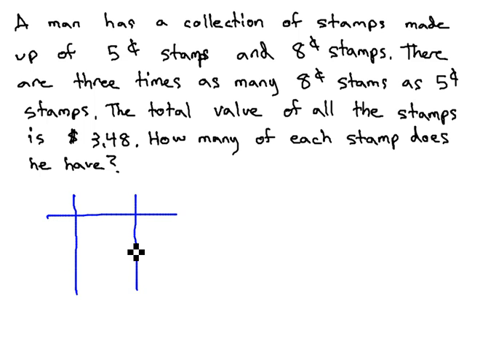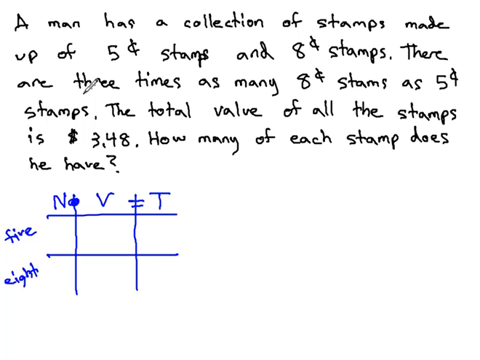We're going to organize all of our information in our little value table, where we take the number of each item times the value of each item to get a total value in those items. Here we have 5-cent stamps and 8-cent stamps.